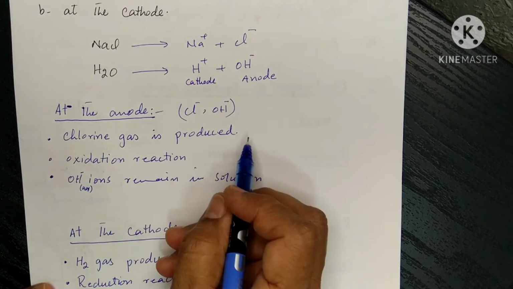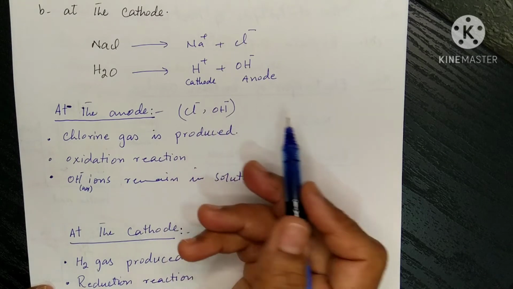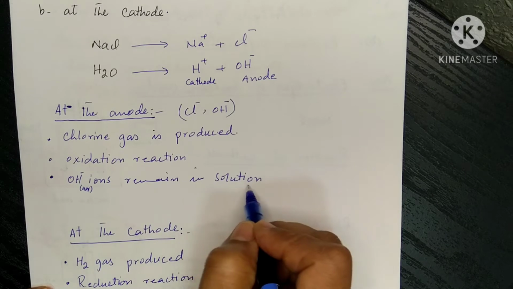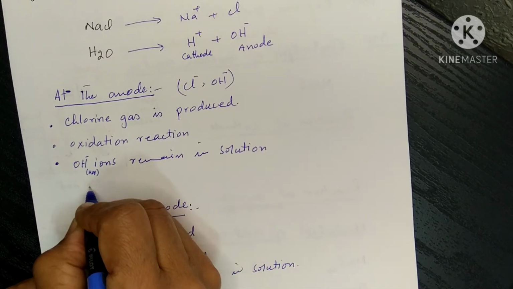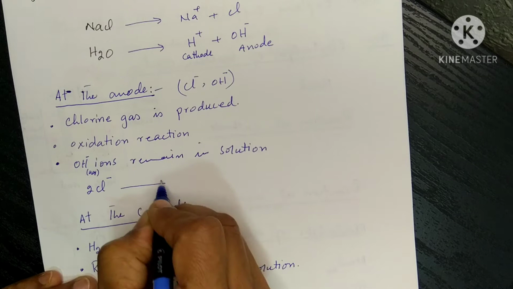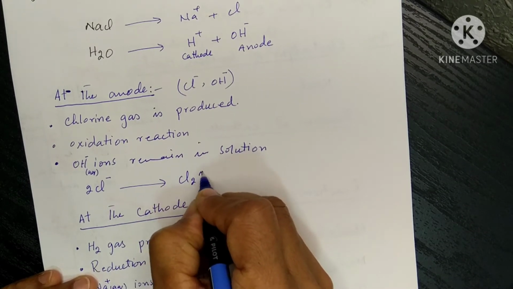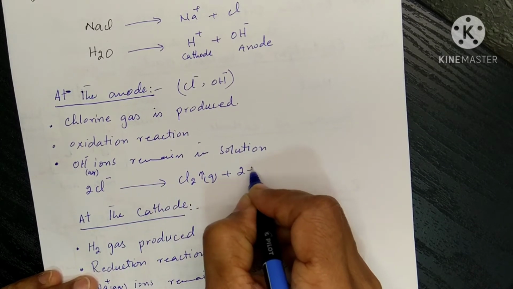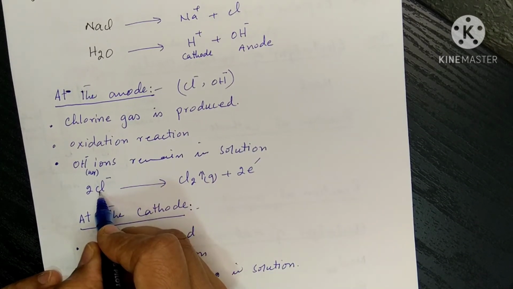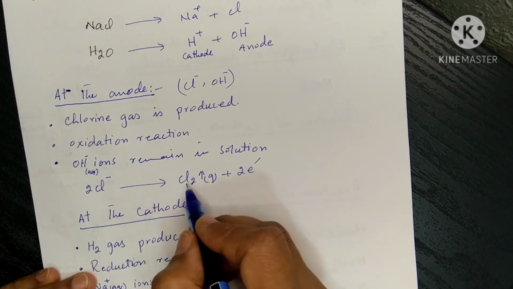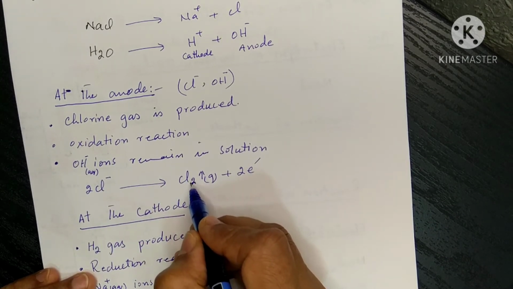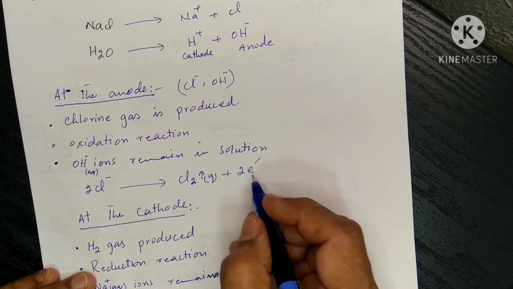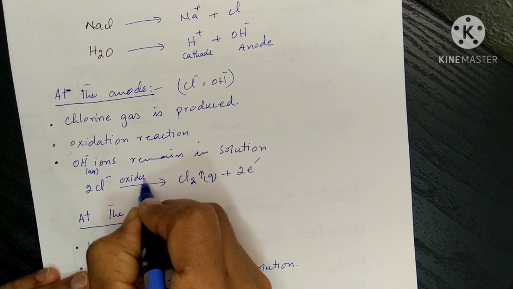And at the anode chlorine gas is produced, and the reaction is an oxidation reaction because there is a loss of electrons, and hydroxide ions remain in the solution. We will write the reaction like this: 2 chloride ions convert into chlorine gas plus 2 electrons, because each chloride ion loses 1 electron, and there are 2 chloride ions that convert into chlorine gas through covalent bonding, and 2 electrons are released. Loss of electrons is oxidation, so at the anode there is an oxidation process.